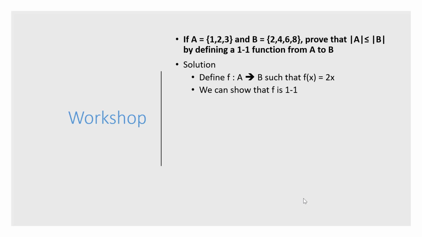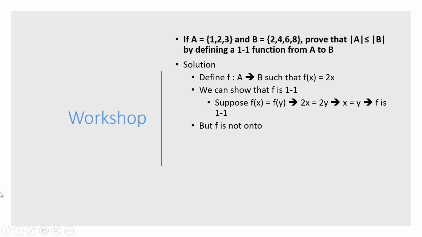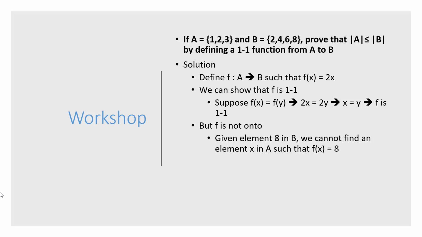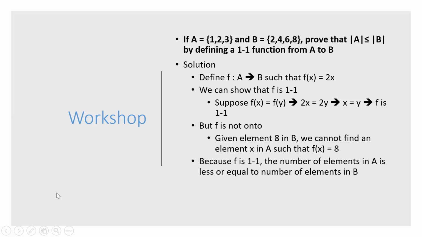We can show in this case that f is one-to-one. To show f is one-to-one, we assume f of x equals f of y. That implies 2x equals 2y, and it implies x equals y. And therefore f is one-to-one. But it's not onto: given an element 8 in B, we cannot find any element in A such that f of x equals 8. Because f is one-to-one, the number of elements in A must be less than or equal to the number of elements in B. Therefore, we write the cardinality of A is less than or equal to the cardinality of B.